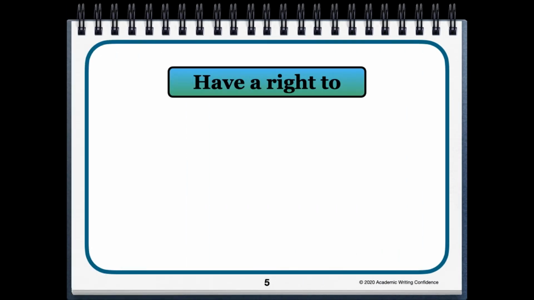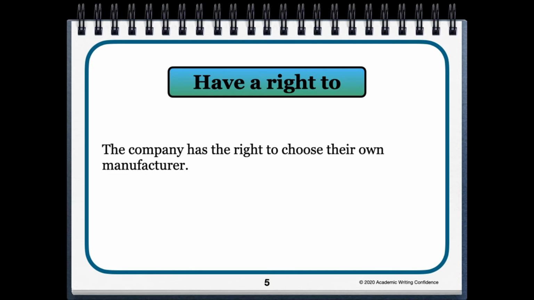Have a right to. To have a right to something means that you have a legal or just claim to something or some action. The company has the right to choose their own manufacturer. In most countries, people have a right to their own privacy. Remember that you need to use the full phrase, have a right to something.